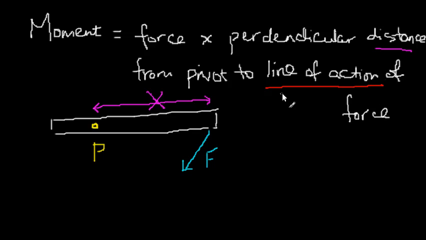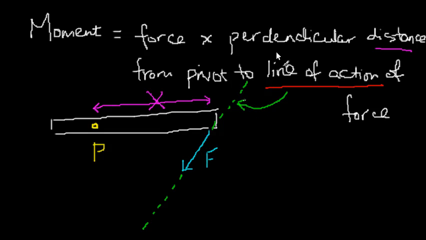Now, what do we mean by the line of action? It means, if you go to the position of the force, we imagine drawing a line along that force through the point where it acts, a line in the same direction as the force. That is the line of action. This is the line of action of the force.